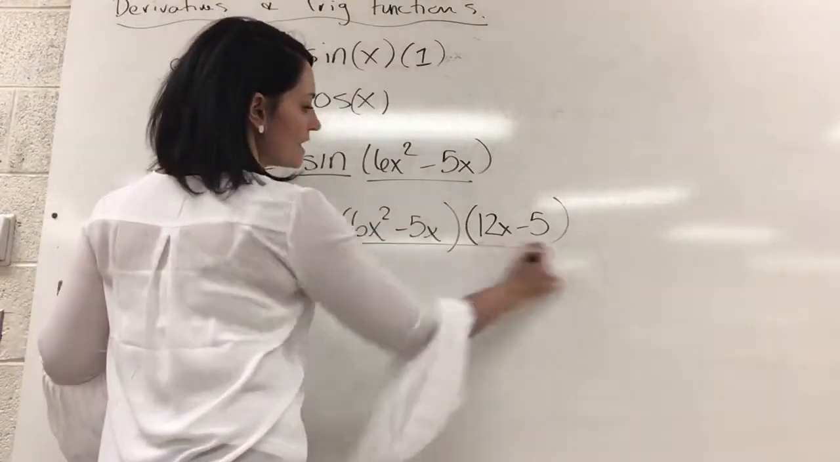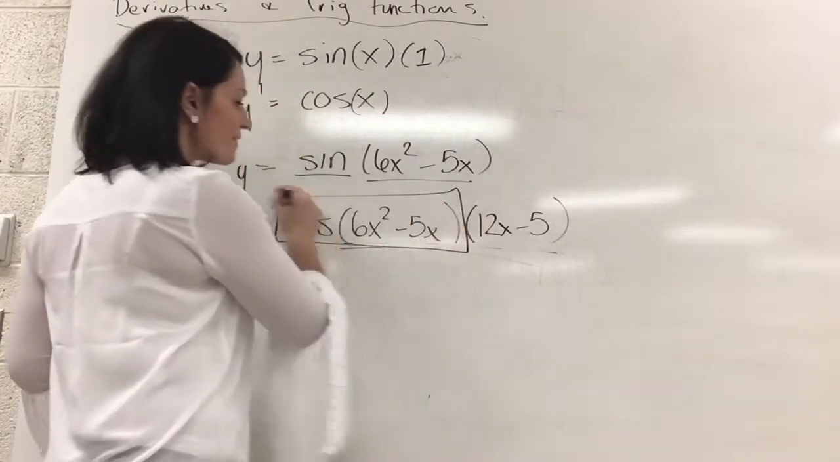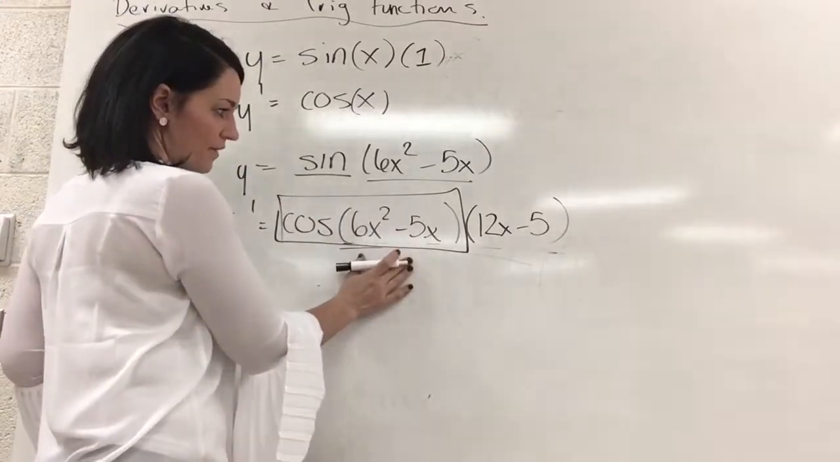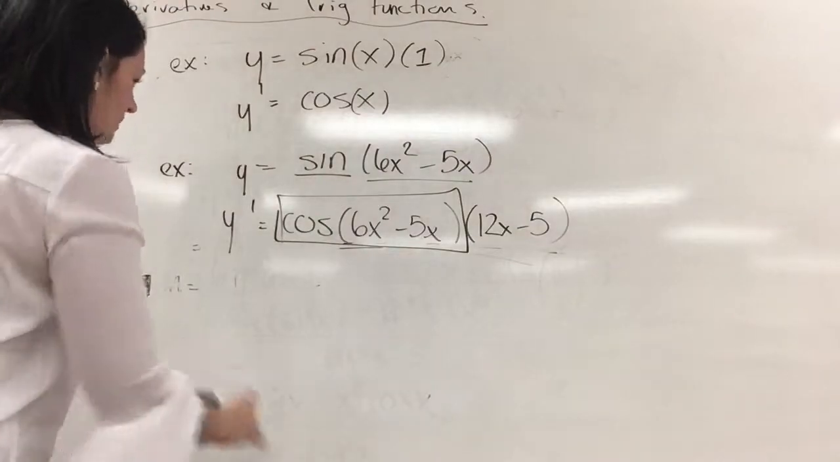And please be careful, these do not get multiplied together. This is cos of 6x squared minus 5x. This is one function together, times 12x minus 5. Okay, so be careful with that.